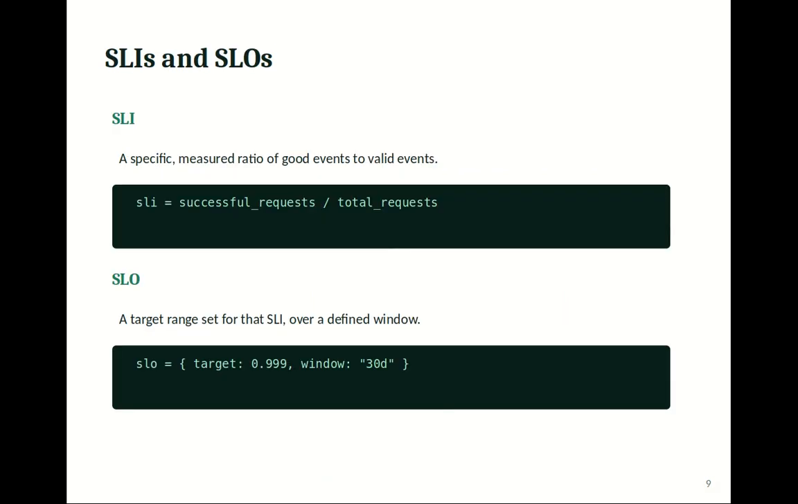SLI: a specific measured ratio of good events to valid events. SLO: a target set for that SLI over a defined window.